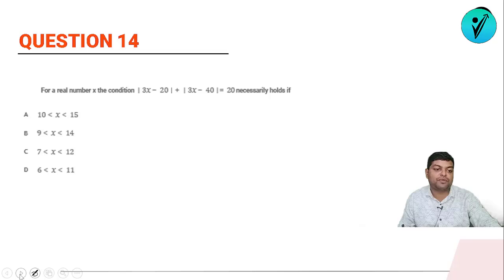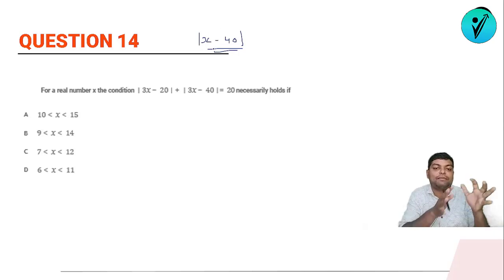Next question is question number 14. Question number 14 is from the chapter of modulus. It says that |3x − 20| + |3x − 40| is equal to 20. Now suppose you are writing mod of x minus 40. What does mod of x minus 40 represent? Mod means magnitude, or we can say this is representing the distance from x to 40. If I wrote mod x minus 40, it is simply representing the distance between x and 40.